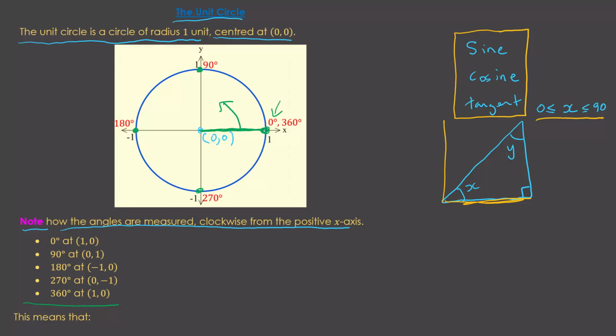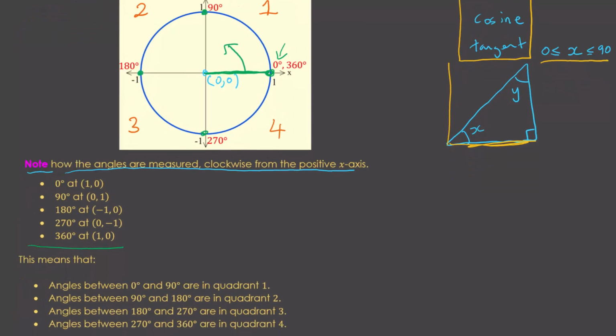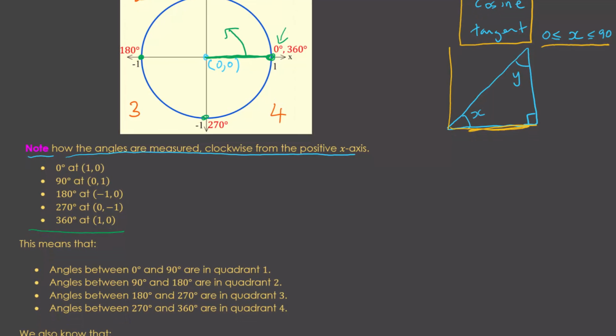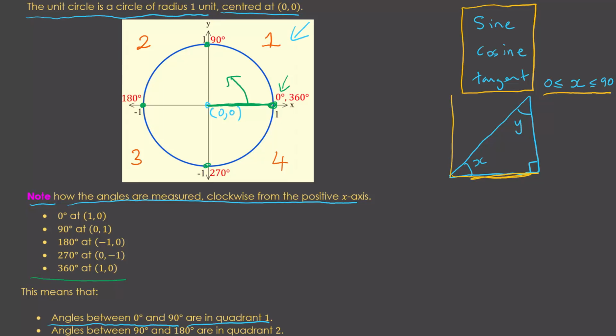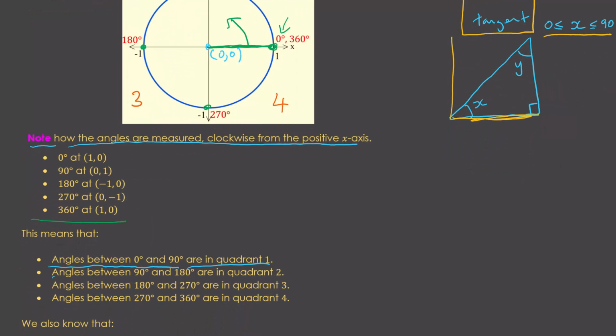Now remember our quadrants. This is quadrant 1, quadrant 2, quadrant 3, and quadrant 4. So, angles between 0 and 90 are in quadrant 1. Angles between 90 and 180 are in quadrant 2. Angles between 180 and 270 are in quadrant 3. And angles between 270 and 360 are in quadrant 4.